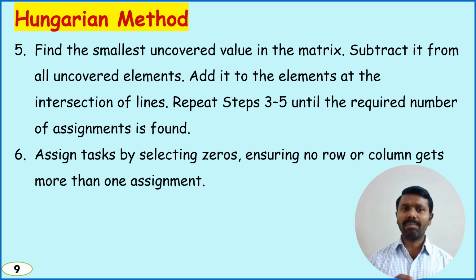And at some particular point, you will get the number of horizontal and vertical lines equal to the number of rows. Then you assign the task. That is how we are going to solve the assignment problem by using this Hungarian method. Let us see some examples so that you will understand clearly.